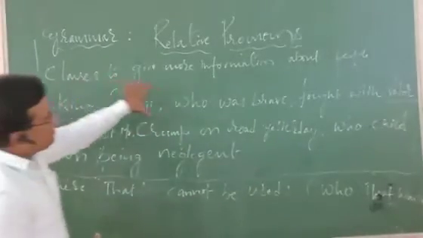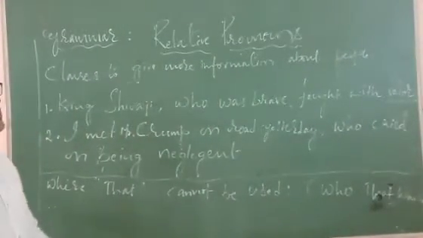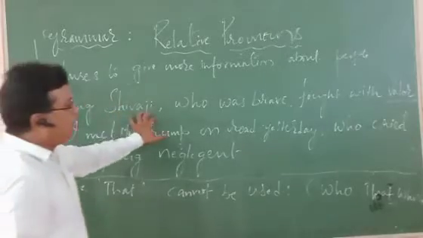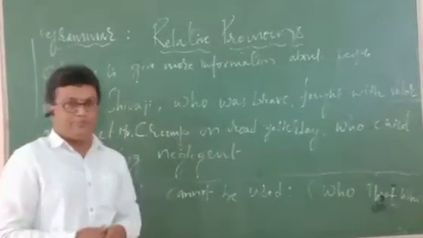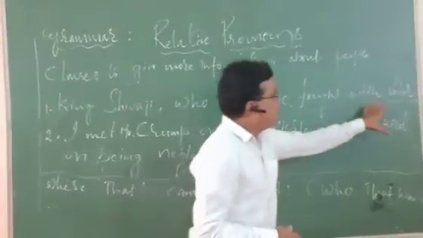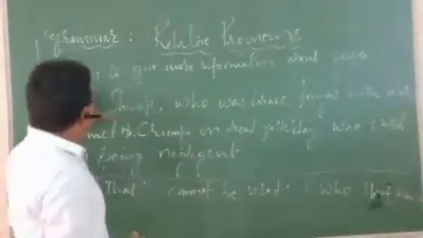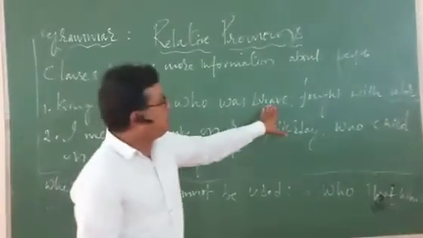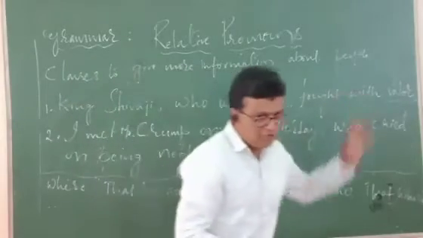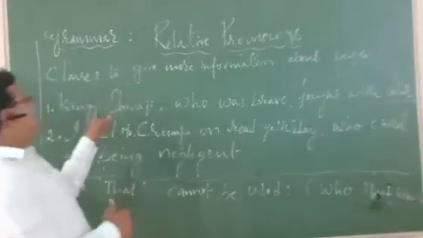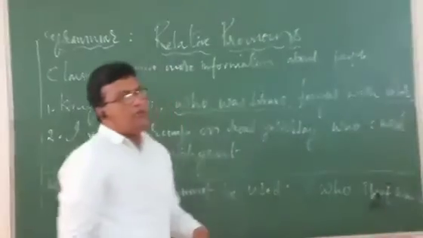Now, clauses to give more information about people. Of course, we discussed this in the prior discussion. Say, for example, King Shivaji, who was brave, fought with valor. Valor means the one who is very daring. So, in this regard, it speaks about how brave and valor, both are similar, synonymous in meaning. So it tells about particularly King Shivaji, and this is called a relative clause, who was brave.